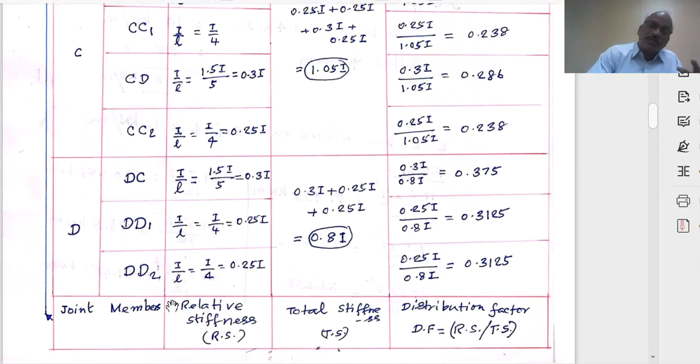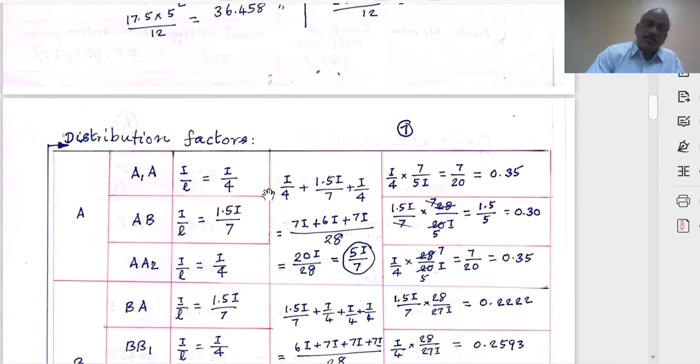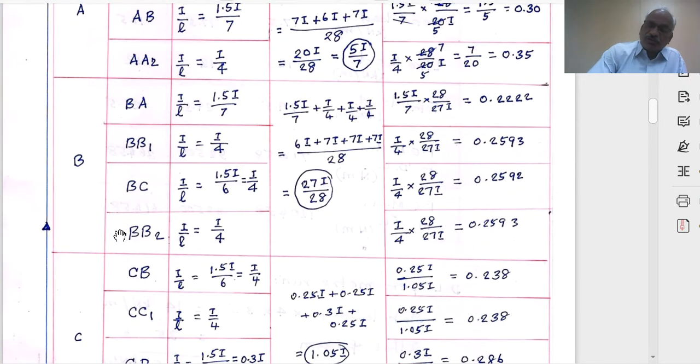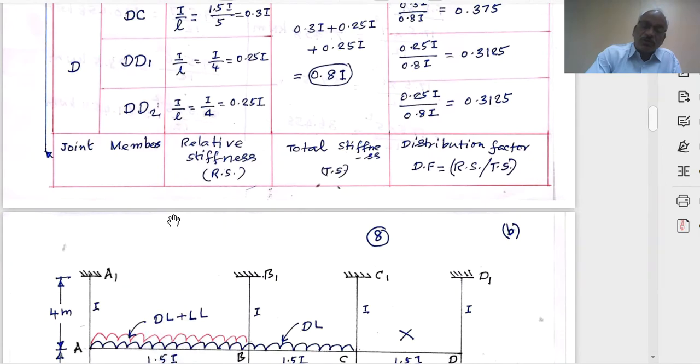Actually, this should come at the top. I have not done it, that is why I have just written at the bottom and taken it to the top. So this is how we have to find the distribution factor. So far we have learnt what is substitute frame, what is two cycle moment distribution, calculation of fixed end moments, the load calculation, which is very important, load per meter, and the calculation of distribution factor. These are all only basics. Still we have not entered into the real two cycle moment distribution method.